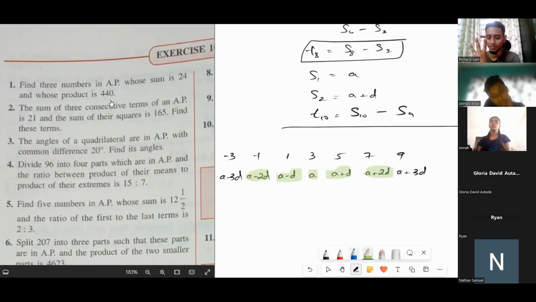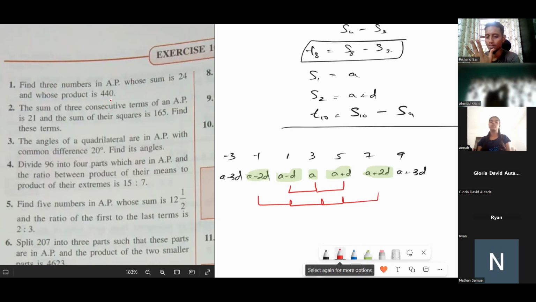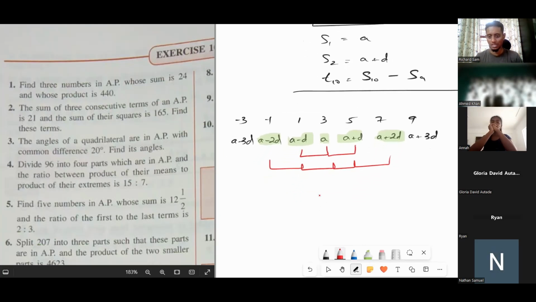So for odd numbers, this is how you'll do it. 3 terms means 1, 2, and 3. 5 terms means 1, 2, 3, 4, and 5. This is for an odd number of terms. If there are an even number of terms, you want it to be symmetrical. How can you do this symmetrically if there are an even number of terms? An even number doesn't have one term in the middle, right?